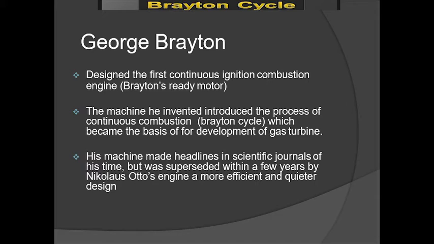George Brayton designed the first continuous ignition combustion engine, or the Brayton's ready motor. The machine he invented introduced the process of continuous combustion, or the Brayton cycle, which became the basis for development of the gas turbine. His machine made headlines in scientific journals of his time, but was superseded within a few years by the Nicolaus Otto engine, a more efficient and quieter design.